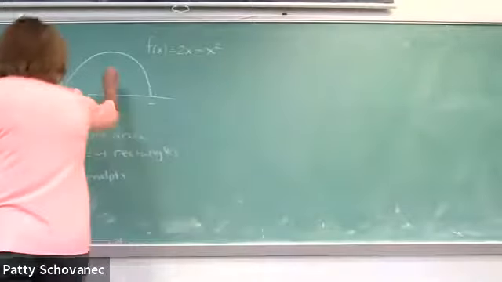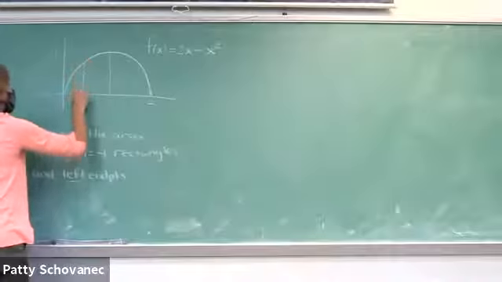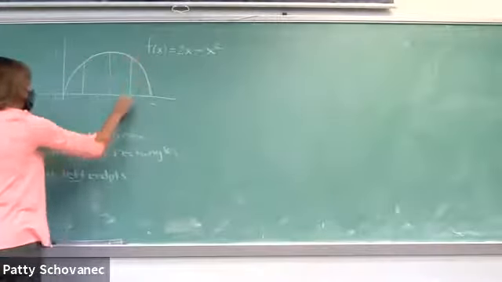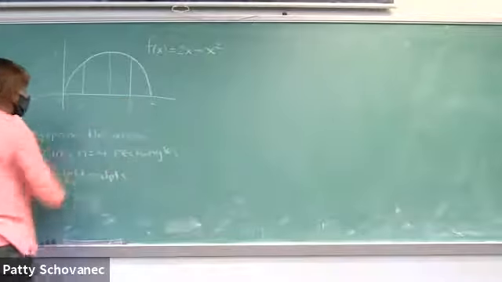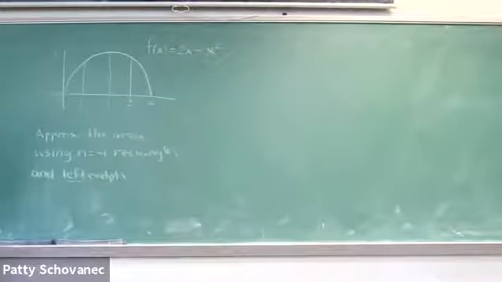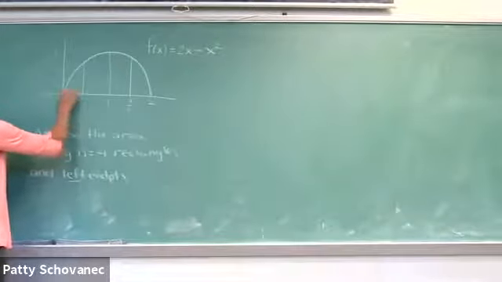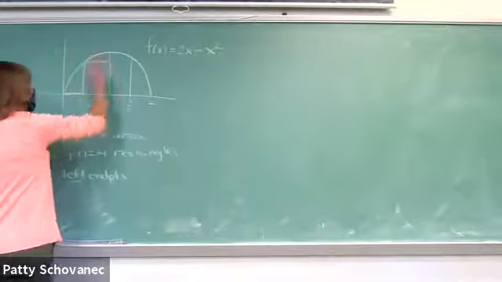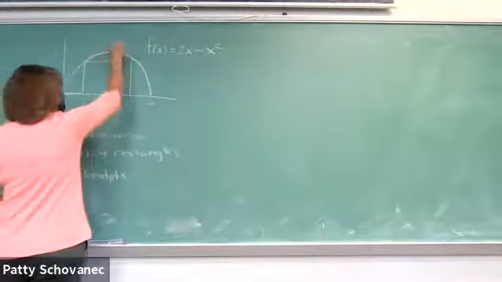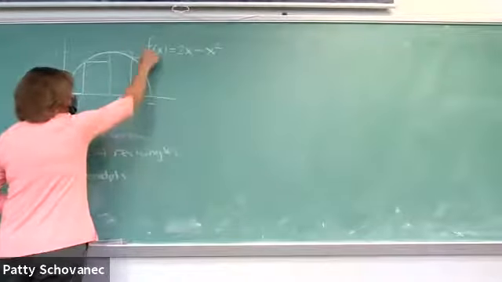Cut the interval from 0 to 2 into four pieces, each of width a half. This is at a half, and this should be at 3 halves, and then left endpoints. So your first rectangle doesn't even have any height at all. Your second rectangle has that as its height. Your third rectangle has that as its height, and your fourth rectangle has that as its height.